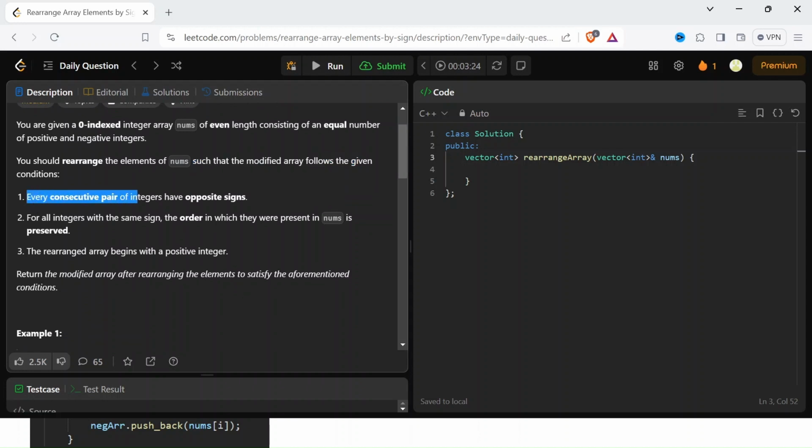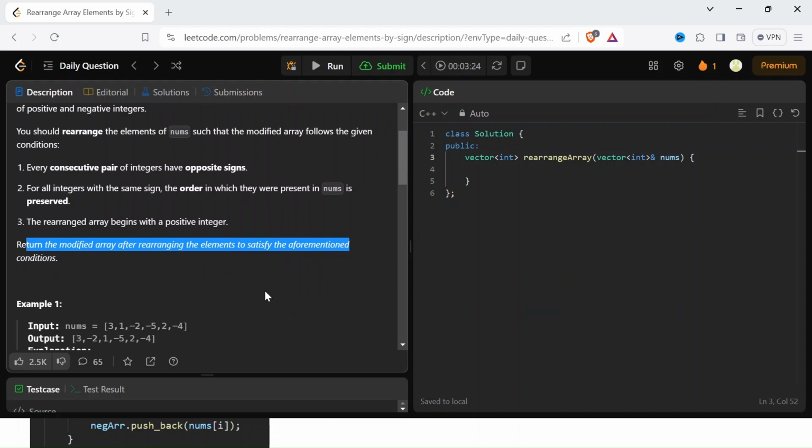Every consecutive pair of integers have opposite signs. For all integers with the same sign, the order in which they were present in nums is preserved, and the rearranged array begins with a positive integer. Return the modified array after rearranging the elements to satisfy the aforementioned conditions. So we are given an integer array nums, and we need to follow some rules to modify it. What are those conditions?